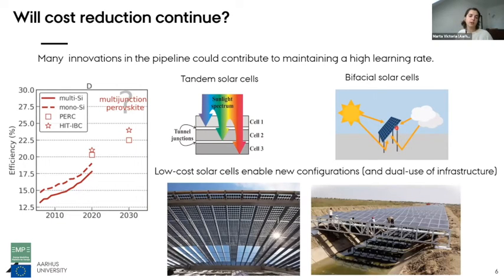And we also have innovation at the system level. The fact that we now have very low-cost solar cells enables new configurations, in which we are not so much trying to maximize the generation of electricity, but we want to make dual use of infrastructure. One example is building integration of solar PV. Another one, as you can see in the picture, is what they are doing in India: covering irrigation channels with solar PV. So electricity is produced, and at the same time, water evaporation from those irrigation channels is reduced.